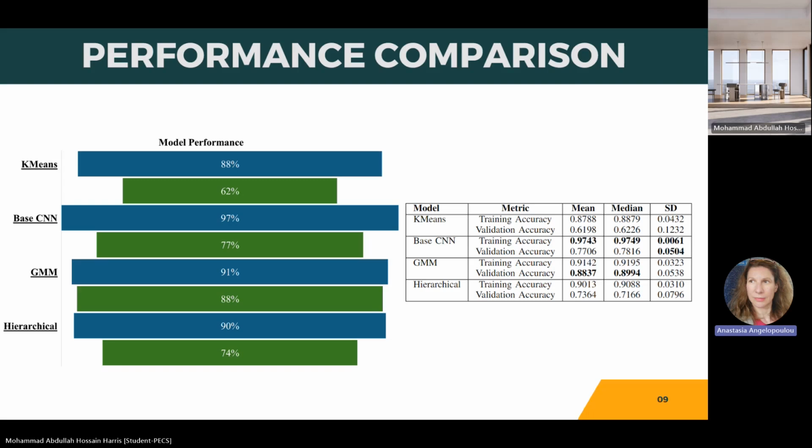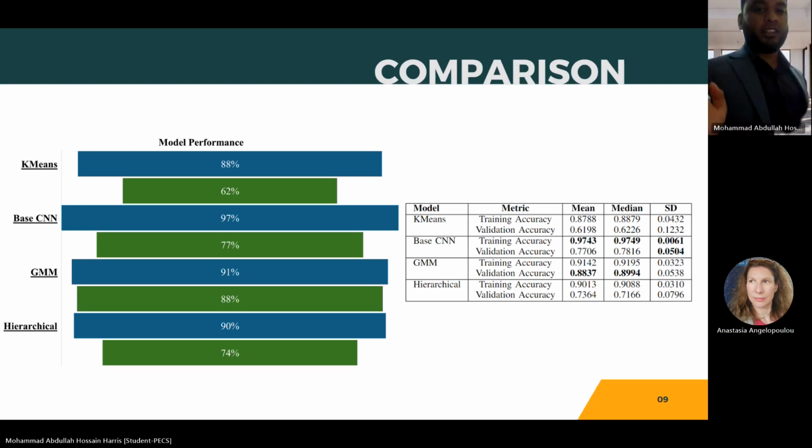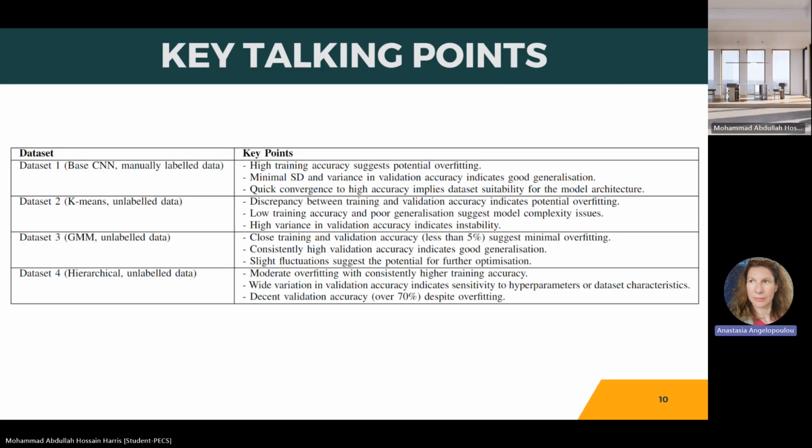We can obviously refine, retest, and add more data. We have done tests where we have reached 88 to 90%, however, it takes a lot more computer power and a lot more time that we don't want to spend. And so, just some of the key talking points.